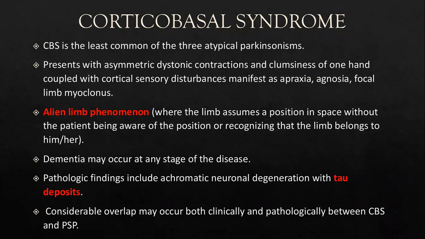The third differential is corticobasal syndrome. It is the least common type of the three atypical Parkinsonisms. It presents with asymmetric dystonia, contractions, and clumsiness of one hand, coupled with cortical sensory disturbances, which manifest as apraxia, agnosia, focal limb myoclonus. There is an important phenomenon, the alien limb phenomenon, where the limb assumes a position in space without the patient being aware of the position or recognizing that the limb belongs to him or her. Dementia may occur at any stage of the disease, and pathological findings include tau protein deposits even in this condition. So there can be an overlap between PSP and CBS pathologically and clinically.